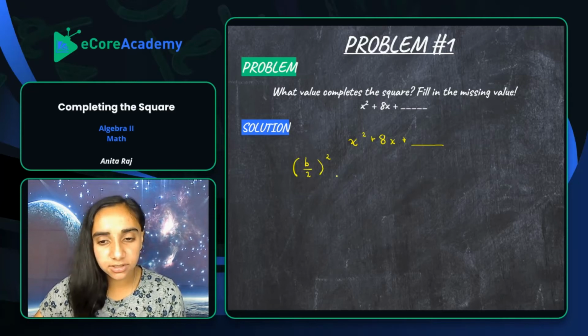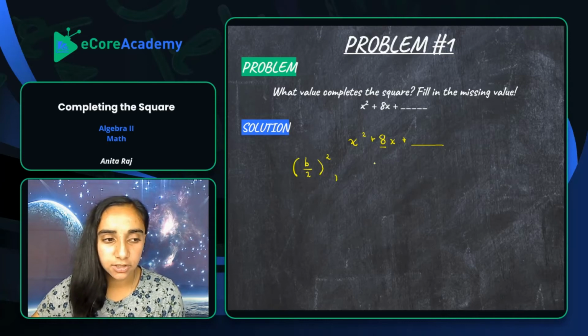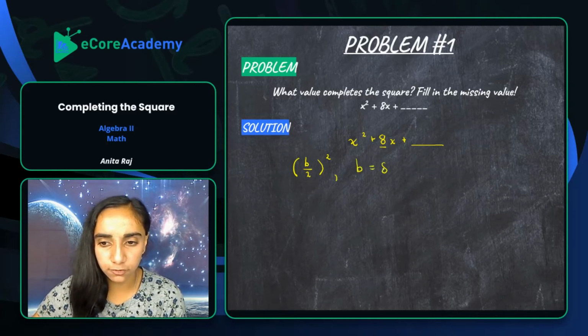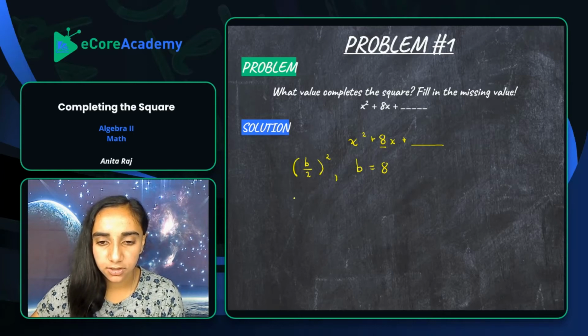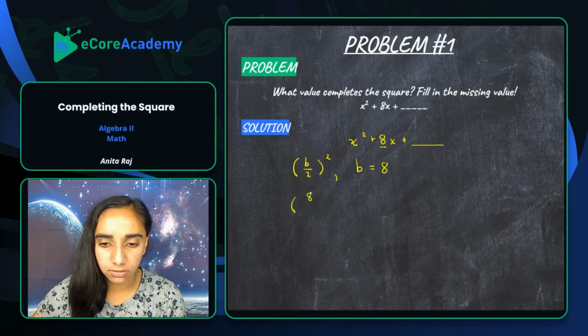So let's do this. b over 2 squared. So what is our b term? Our b term is 8. So b is equal to 8. Therefore, let's plug 8 into this. So 8 over 2 squared. That's what we're trying to find.